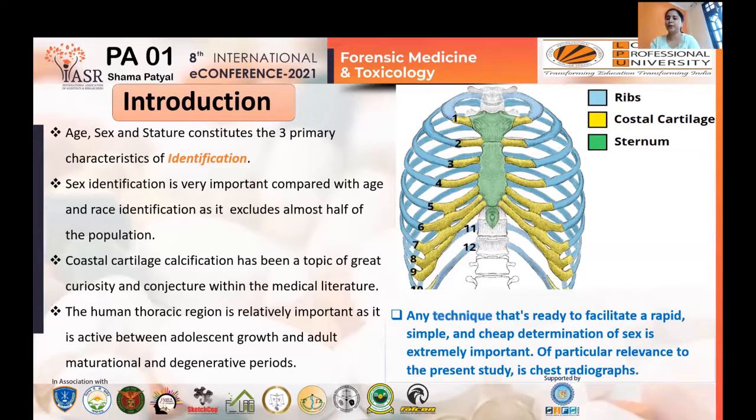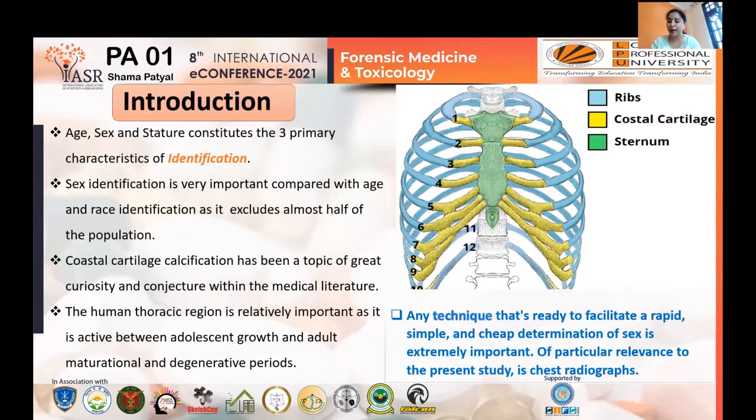Now, first of all, introduction. One of the main objectives of a forensic investigation is identification. Now, what is identification? Identification means determination of individuality of a person. We need identification in case of living, dead, skeletal remains. Now, three main characteristics of identification are age, sex, and stature. Now, sex identification is very important as it excludes almost half of the population.